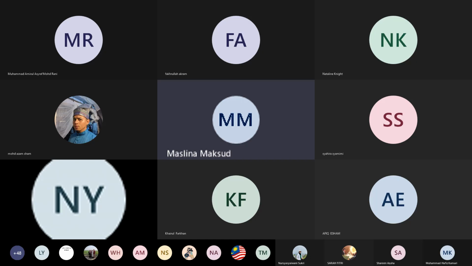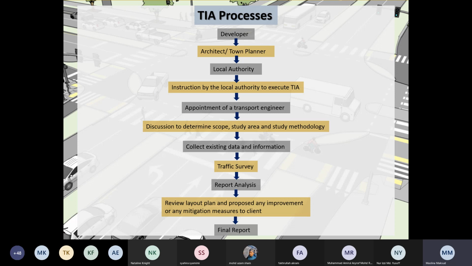We will manage all the documents required for the KM submission. So KM submission is the kebenaran merancang with the local authority. Usually we will get the instruction from this local authority to execute the TIA. Then the developer will appoint this traffic consultant to do the traffic impact assessment.